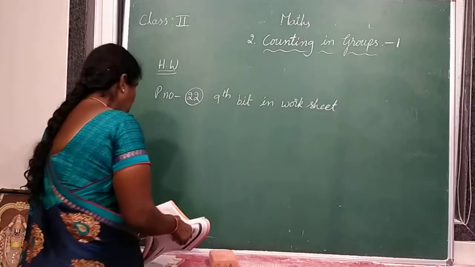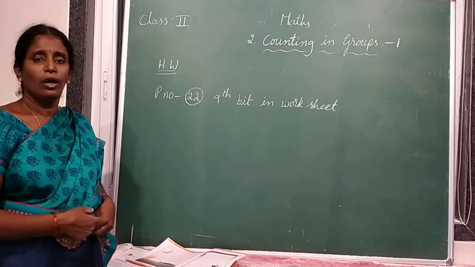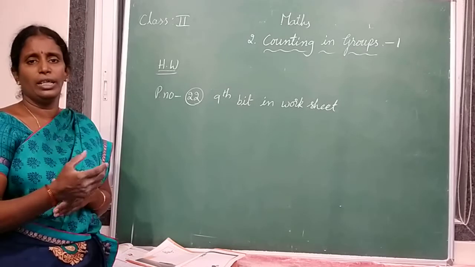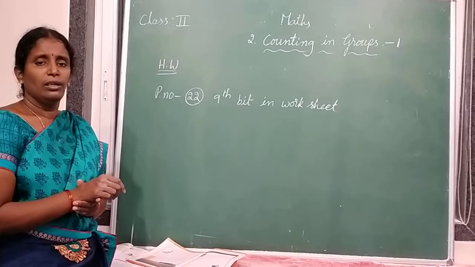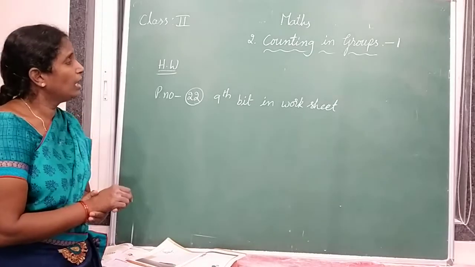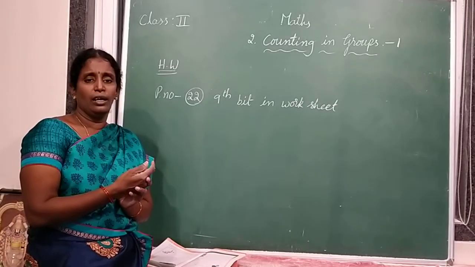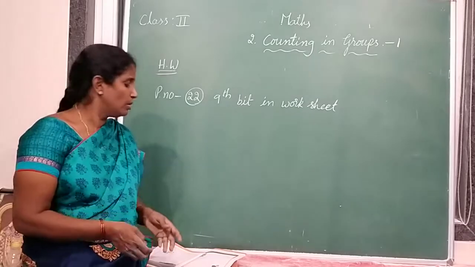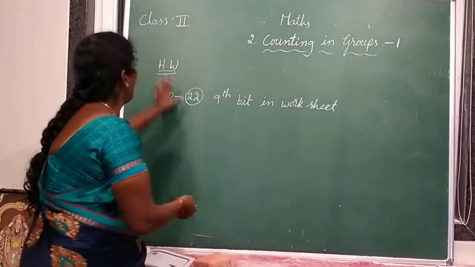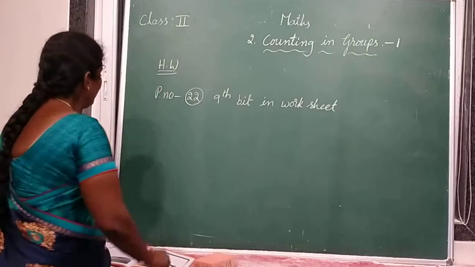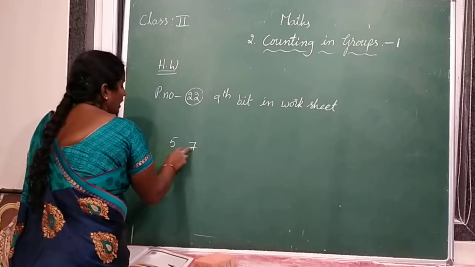And listen, what is counting in twos? Counting in twos means while counting the numbers we have to skip one number. It is nothing but counting in twos. Or if you add 2 to its previous number, then you will get the next number. Understood? So can I give some questions? Will you solve? This is your homework. Note down your homework.